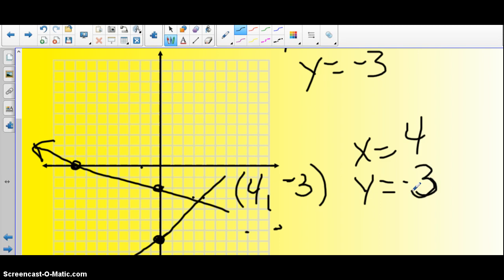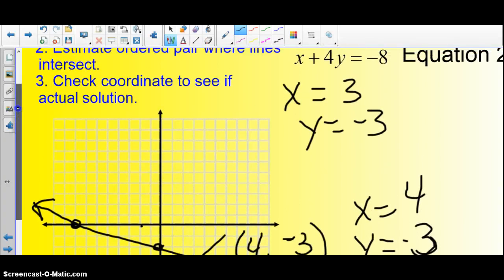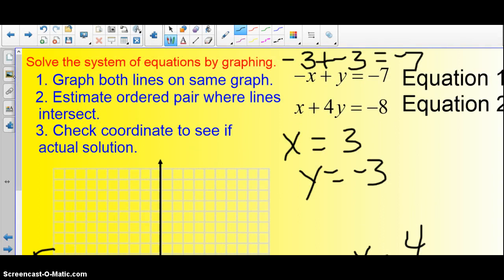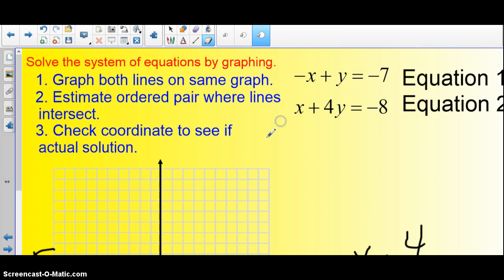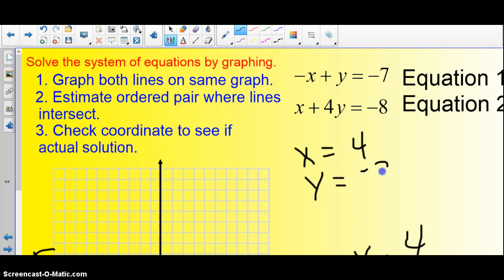But again, the only way to double check, remember graphing is an imperfect way of solving systems of equations. We have done other ways. This is kind of an imperfect way, and the only way to make sure you have it right is to make sure that you have the right coordinate point and check your equation. So second time around, we said x is equal to 4, y is equal to -3.